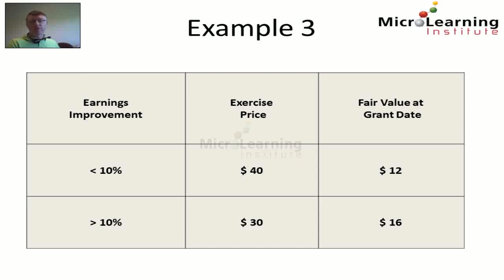If the earnings improvement is less than 10%, then the executive is entitled to exercise at $40, and we estimate that the fair value at grant date of that transaction is $12. However, in contrast, if the earnings improvement is more than 10%, then the executive is allowed to exercise at $30, and the entity estimates that the fair value of that transaction at grant date is $16.